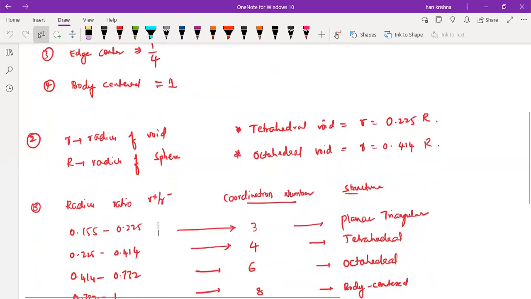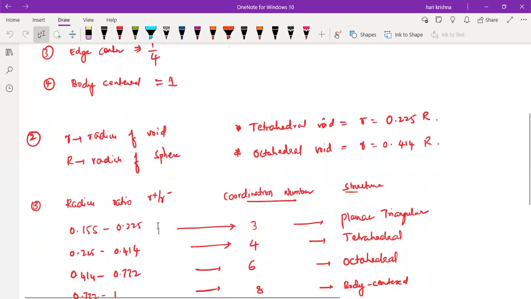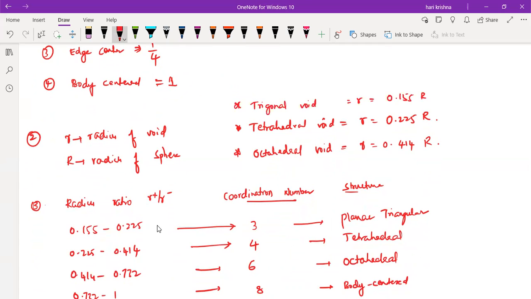So these are the two important radius ratios. Tetrahedral void radius ratio is small r equal to 0.225 capital R. And the octahedral void radius ratio is r equal to 0.414 capital R. And there is one more void, the trigonal void, which has a radius ratio of 0.155 capital R. Okay.